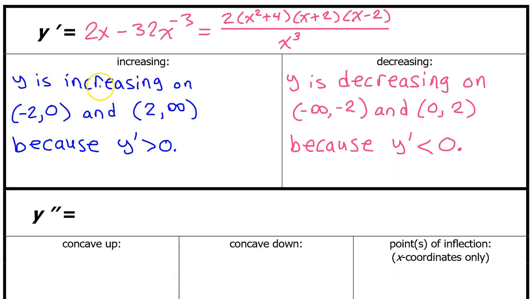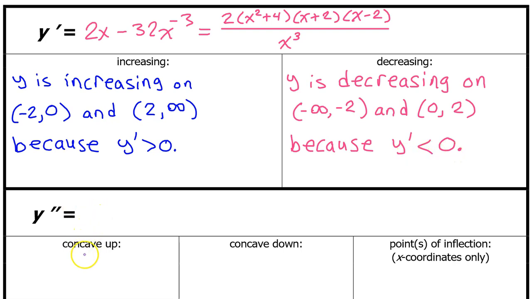We say y is increasing on the interval from negative 2 to 0 and from 2 to infinity because y prime is positive. Y is decreasing on the interval from negative infinity to negative 2 and from 0 to 2 because y prime is negative.